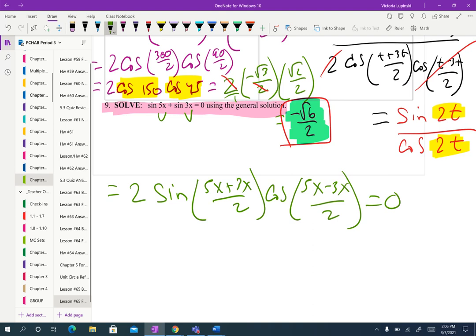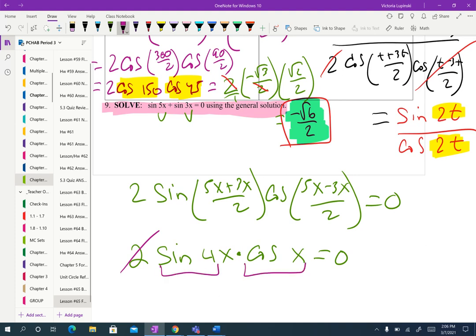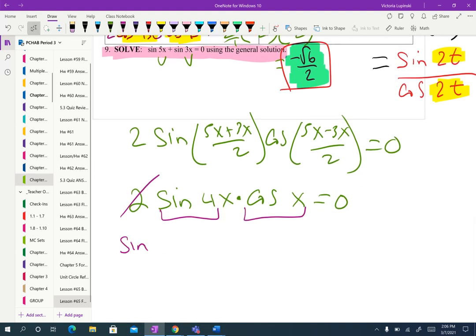and equals 0. Then you're going to go ahead and simplify. So 2 times the sine of 8x divided by 2 is 4x. Then you have the cosine of 2x divided by 2, which is x, is equal to 0. And then that actually is really helpful. The fact that this is now a multiplication means that I can divide both sides by 2, which means the 2 just cancels, which means I can now set each quantity equal to 0 and solve.